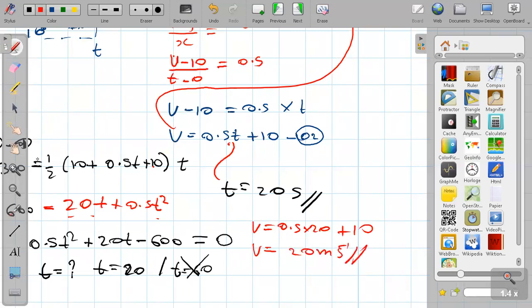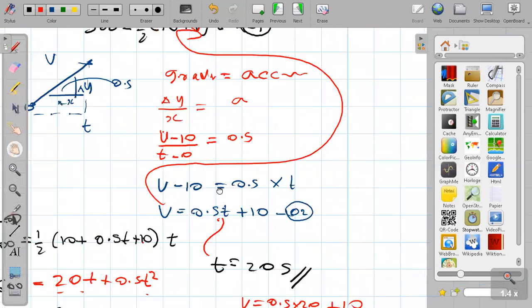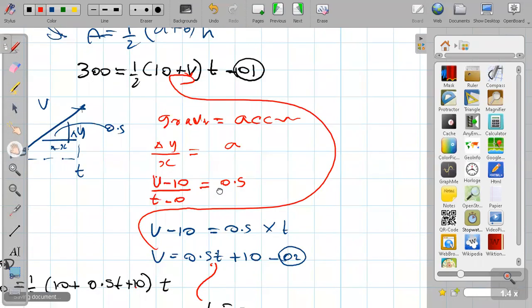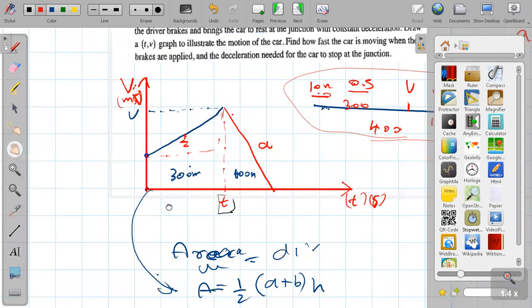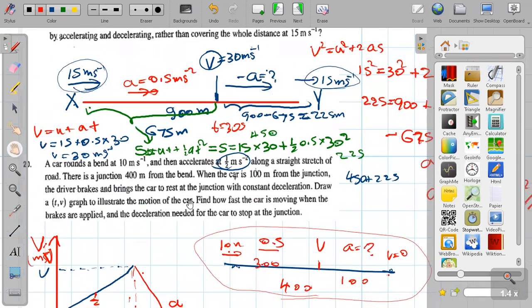It solved out nicely. Okay, I got a velocity. Then I found the velocity even. Now what do I have to find apart from that? How fast the car is moving when the brakes are applied. When the brake is applied, it went to the top speed, to this v. I found that.